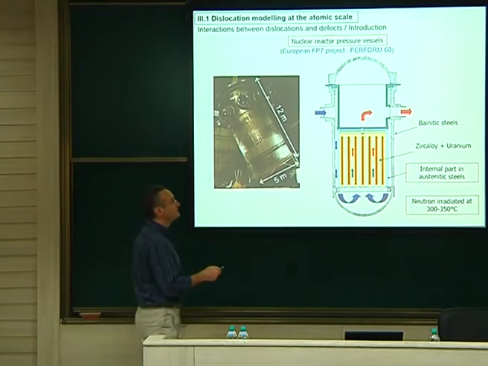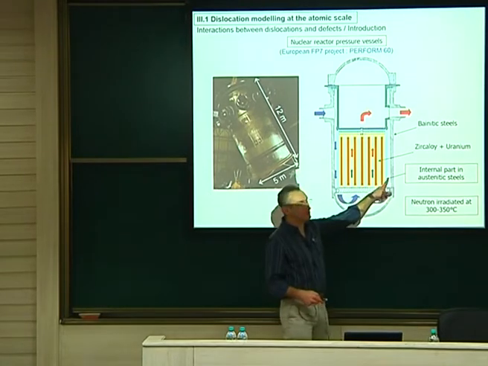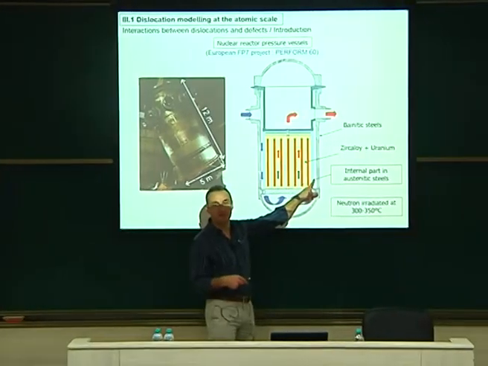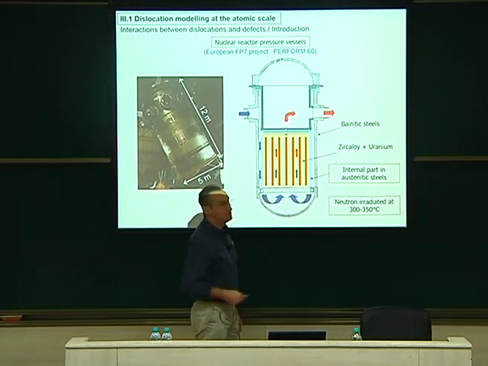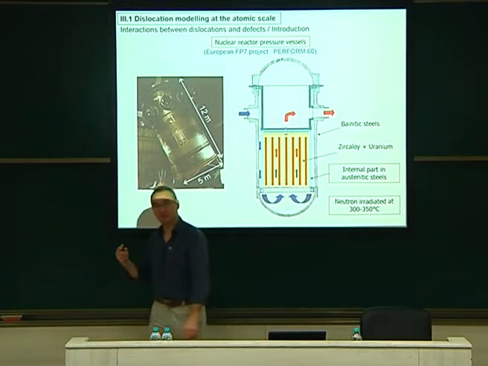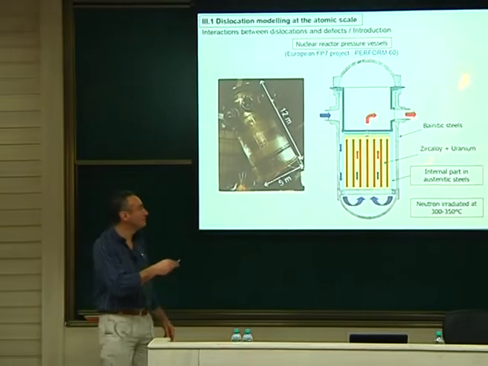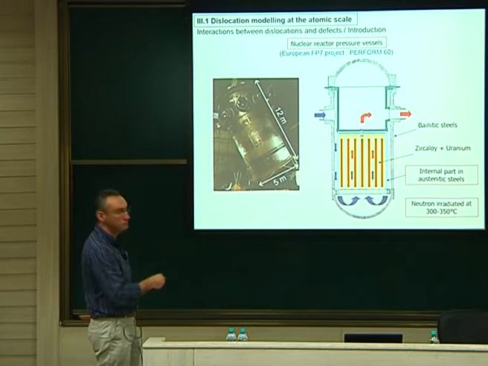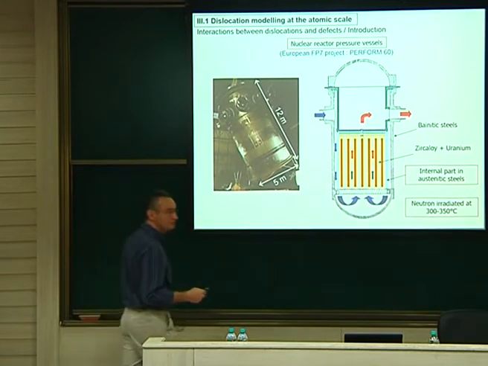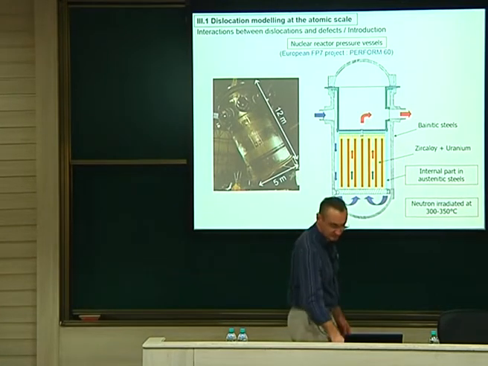So mostly this is FCC material, it's stainless steel, typically 316L stainless steel, an FCC material. And this is a bainitic steel, so it's made of ferrite and martensite. So this is a composite material, and most of the matrix is BCC. Okay. So these are two very interesting materials for DD simulations to investigate.